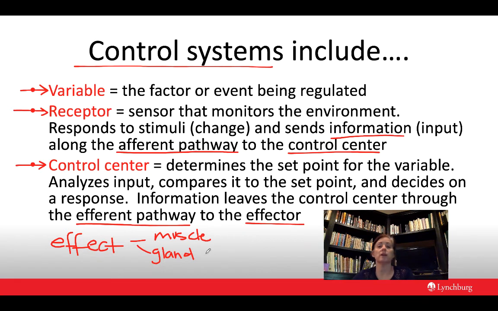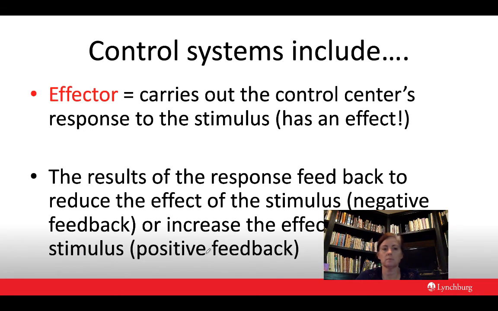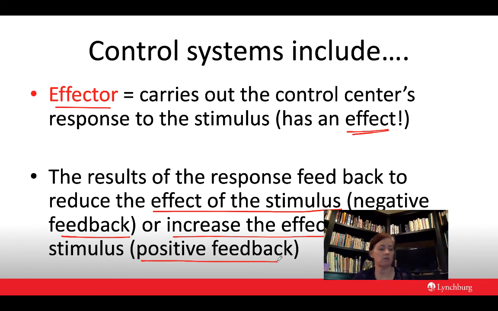And it's going to exert an effect based on what the control center tells it to do. Okay, so here it is. The effector carries out the control center's response to the stimulus. It has an effect. The result of the response tends to feed back to either reduce the effect of the stimulus, which is what we see when we have a negative feedback loop. It shuts it off. Or it's going to increase the effect of the stimulus, further enhancing the effect of the stimulus, which is what we call positive feedback.